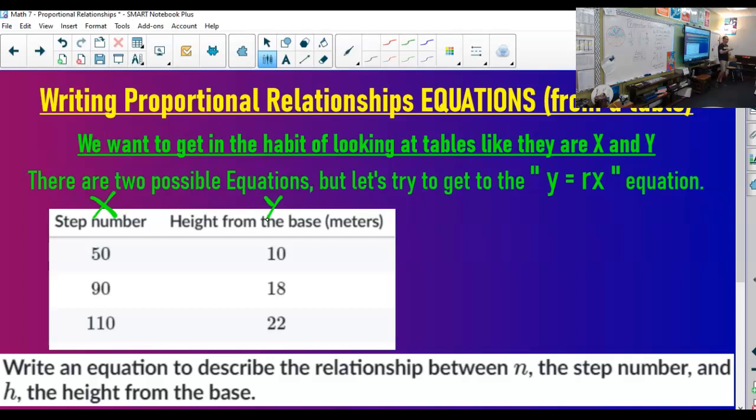So chat with your team. How could we relate the height to the step here? What relationship do we see? This is proportional, so we should be able to spot that relationship. Chat with each other. So y times x equals r. How do those numbers relate to each other? 50 to 10, 90 to 18. If you need to check it through some division.